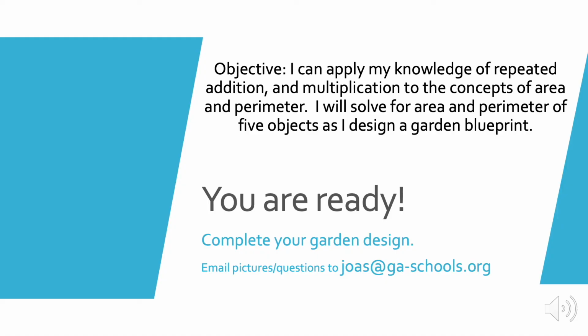All right, we've reached the end of the lesson. We've completed our objective. Now you can apply your knowledge of repeated addition and multiplication to the concepts of area and perimeter. You can solve for area and perimeter of 5 objects as you design a garden blueprint. You are ready. Please complete the rest of your garden design that was included in the packet. Make sure you draw it out. Make sure you label, include the perimeter and the area on the table.